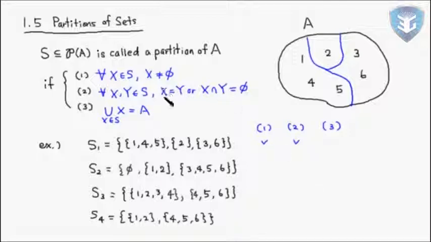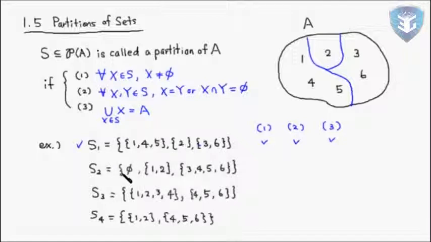And the third condition, it has to cover the entire set A. So you have to have 1, 2, 3, 4, 5, 6. You can see that 1, 2, 3, 4, 5, 6, everyone's covered. So it is covered, satisfied. So therefore, S1 is a partition. Right? Let's check the second one.